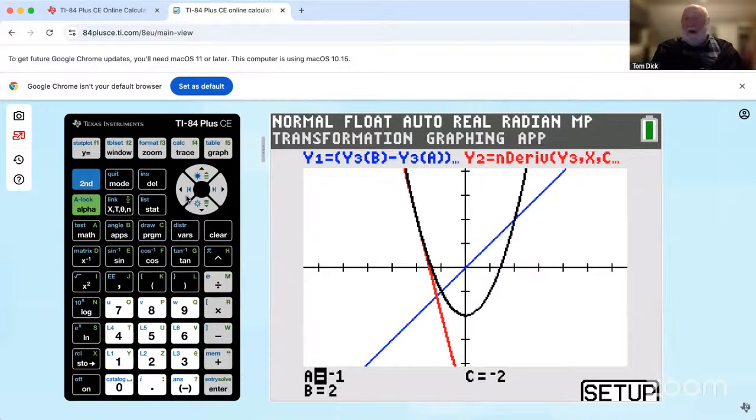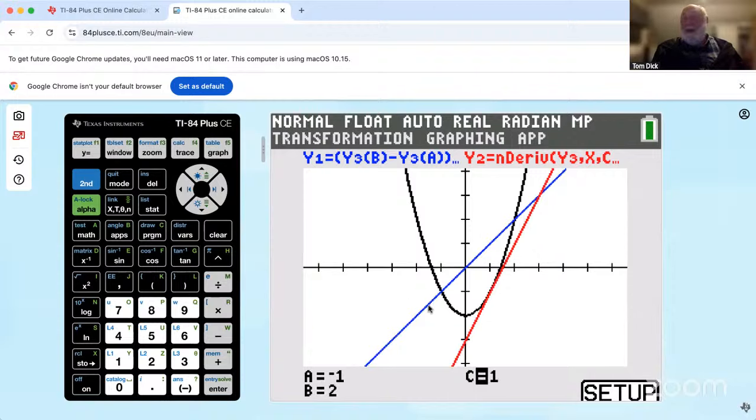Well, if I change A or B, notice that my secant line changes on the fly. And I can also change C. So if I go over to C and increment it, my tangent line is changing. So this gives you a way to visualize where the tangent line is parallel to, or has the same slope as, my secant line.